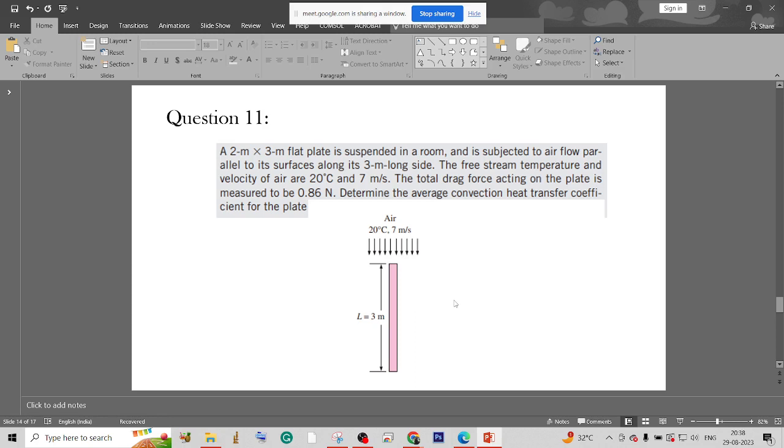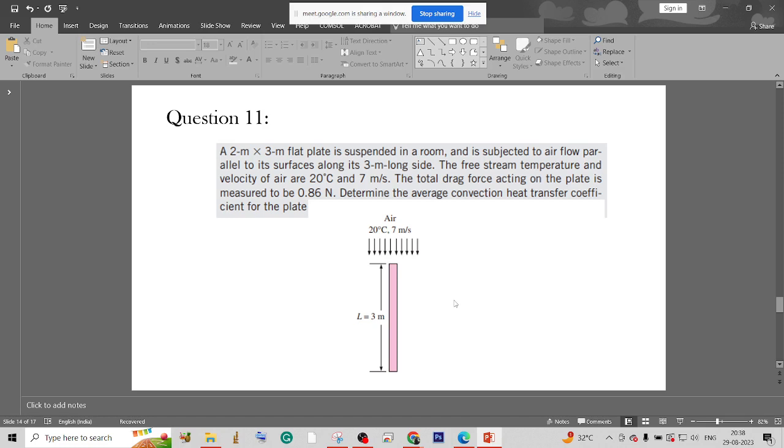Yeah. Correct. So there will be one 2 meter side and one 3 meter side, and it is parallel along the 3 meter side. Right. So the other side is the 2 meter side. We will be using that 2 meter and 3 meter to find out the surface area over which the boundary layer will be developed.